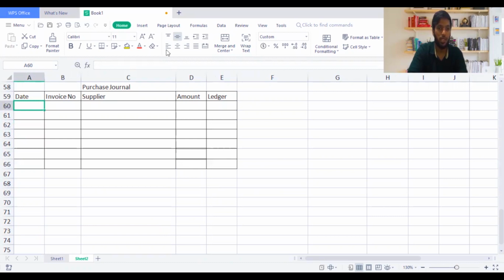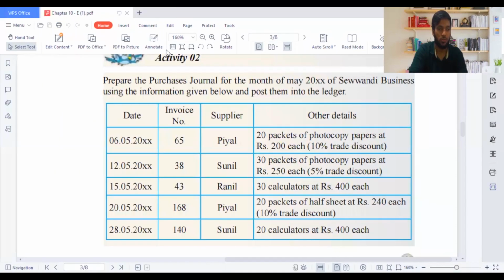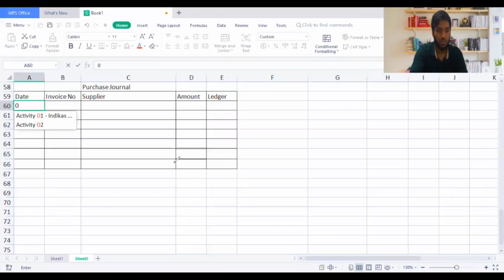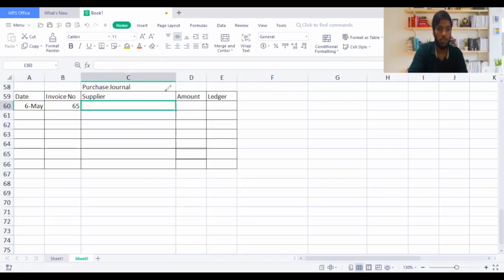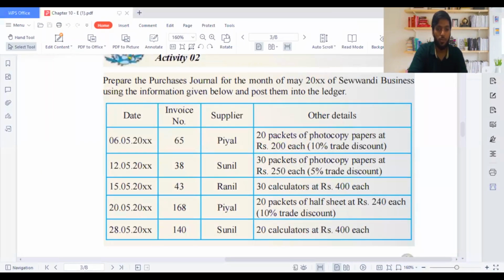Let me start with the dates one by one. So on 6th May 2000, I got invoice number 65, and the supplier's name is Pial. Pial is purchasing 20 packets of photocopy paper at 200 each, but got a discount of 10%. How do we record this?